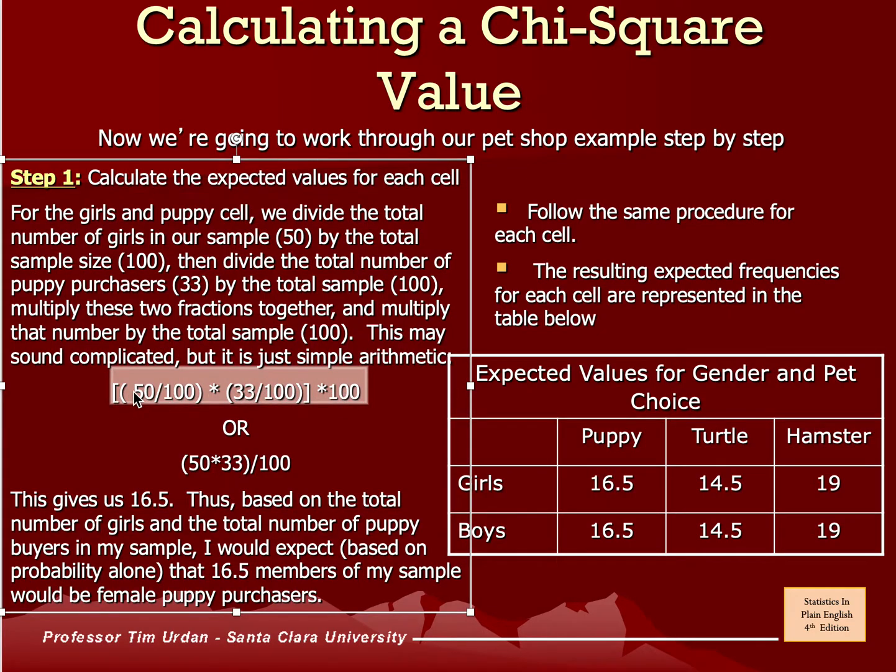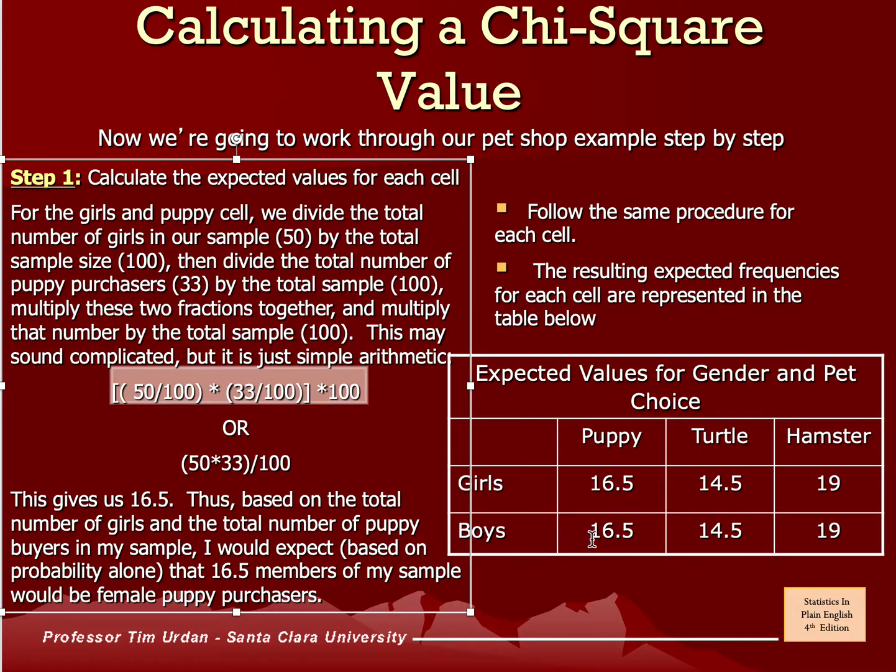So I have 50 females out of 100, 33 of them pick puppies out of 100. I take that calculation and then I convert it to basically a percent by multiplying it by 100 again, which gives us 16.5. So that would be what we would expect to see by chance. So Excel is going to do this with you, but you're going to kind of need to understand what it's doing here. So I'm going to follow that same procedure for every cell.